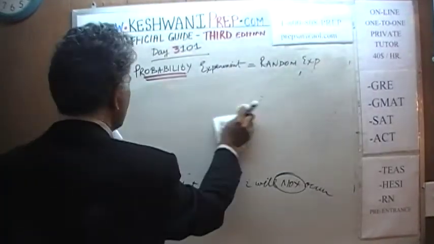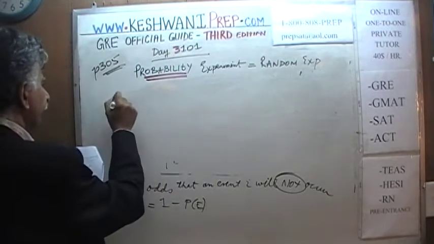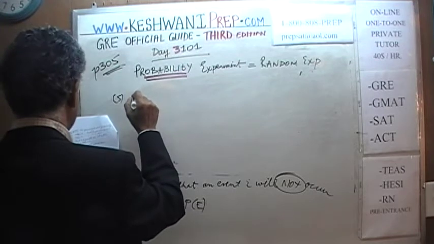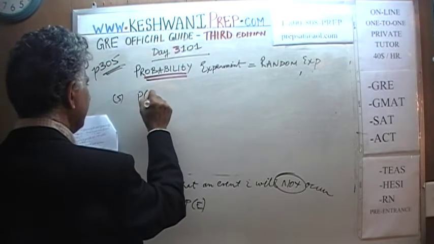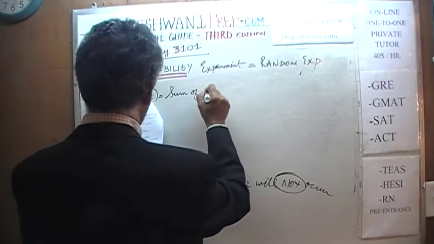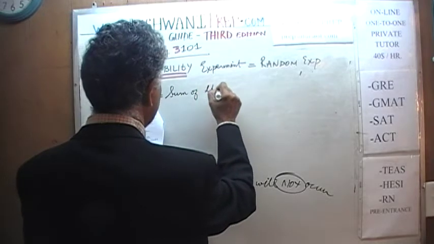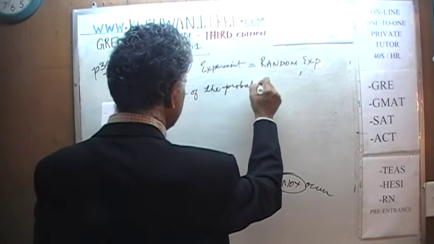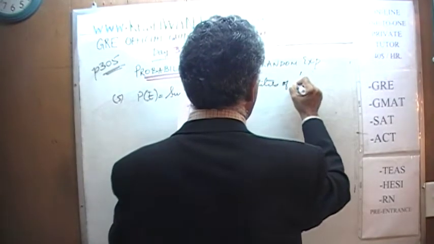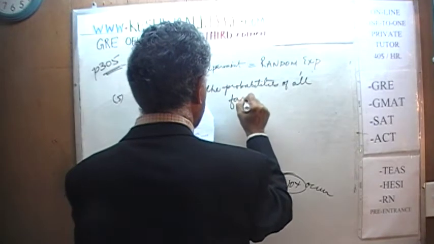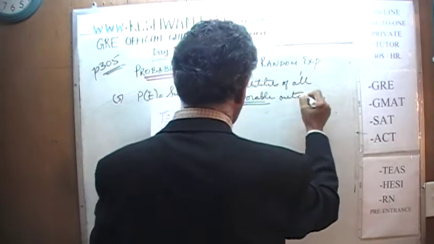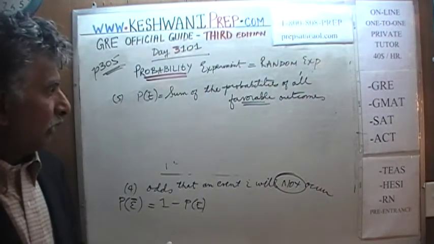Let's move on to the last two very quickly, because we want to move on to what we started out with, which is mutual exclusivity. Number five: sum of all possible outcomes. P(E), the probability of the event that we're talking about, is simply the sum of the probabilities of all favorable outcomes.